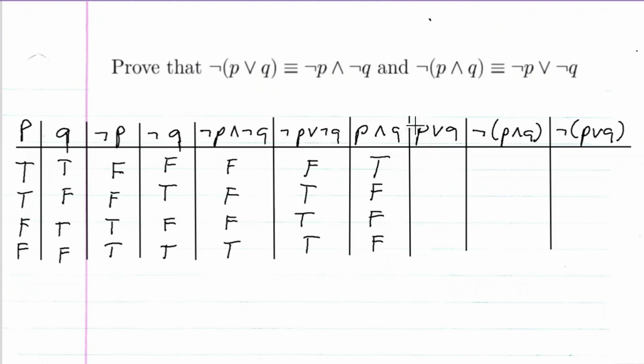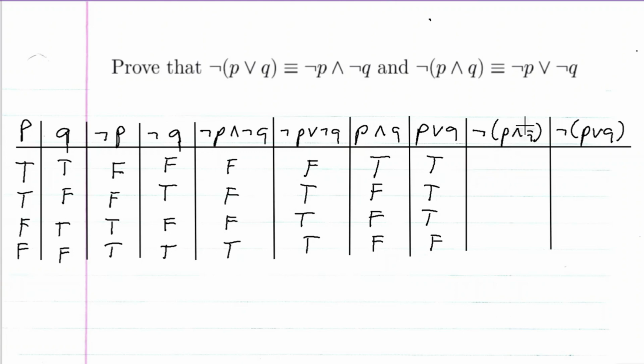Okay, so now we're going to do P or Q. Remember for P or Q, at least one of the components needs to be true in order for this whole proposition to be true. So we have true or true is true. True or false is true. False or true is true. False or false is false. So remember for the and here, we needed both of these to be true in order for this whole proposition to be true, both P and Q.